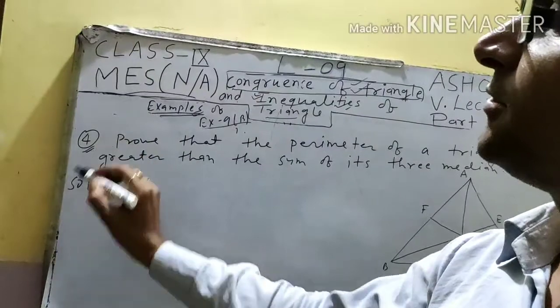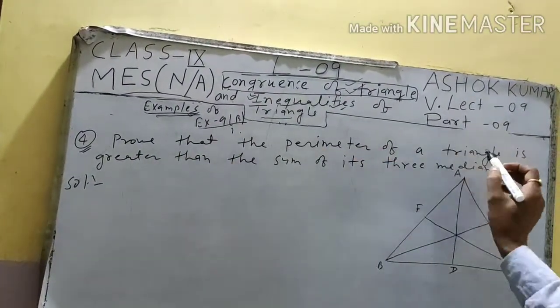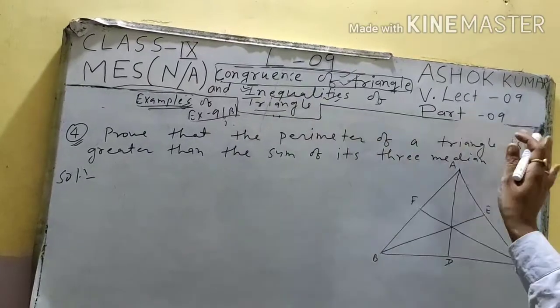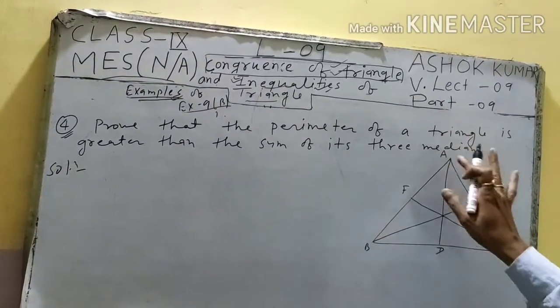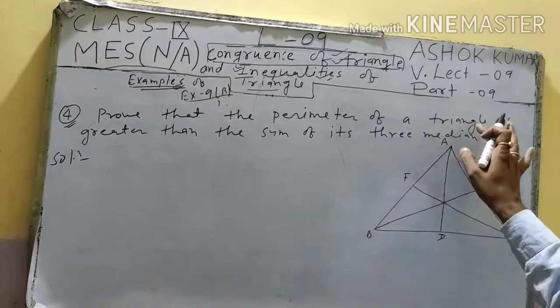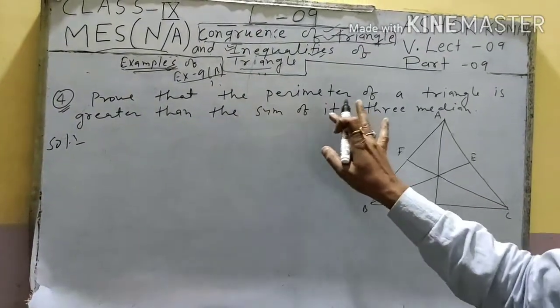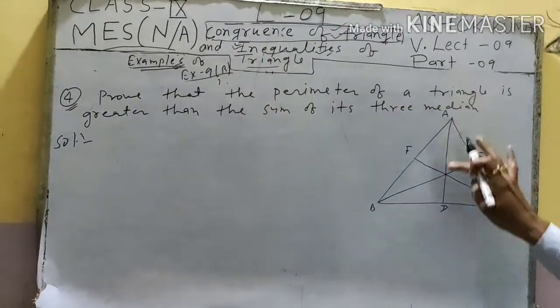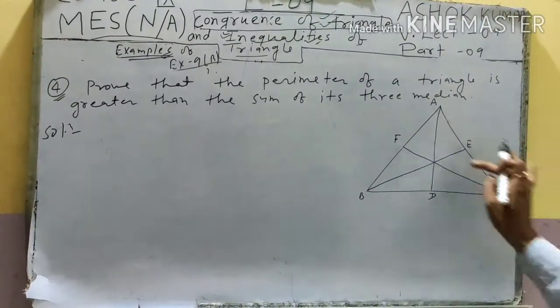Here, last question, student, question number 4. Prove that the perimeter of a triangle is greater than the sum of its three medians. Perimeter means the boundary of a triangle: AB, BC, AC. That means here AD is the median, BE is also a median, and CF is a median.